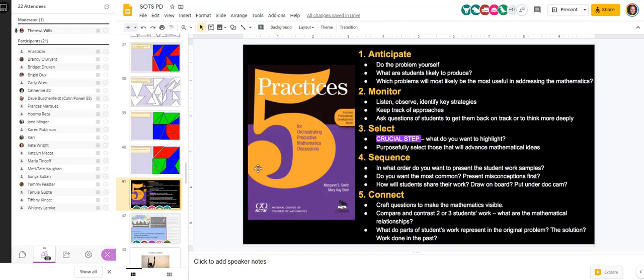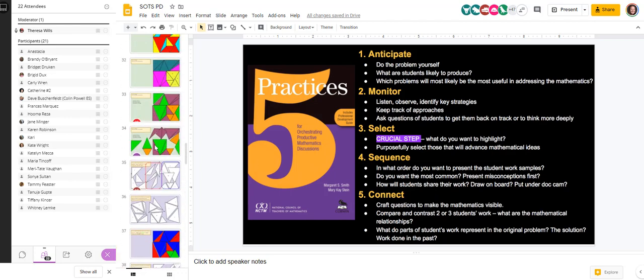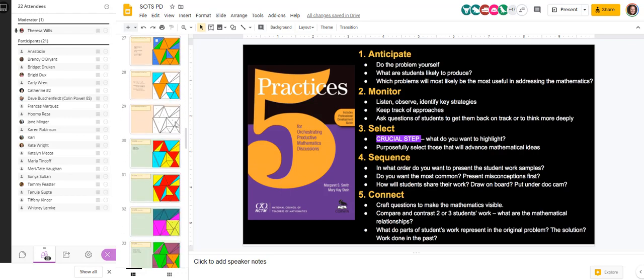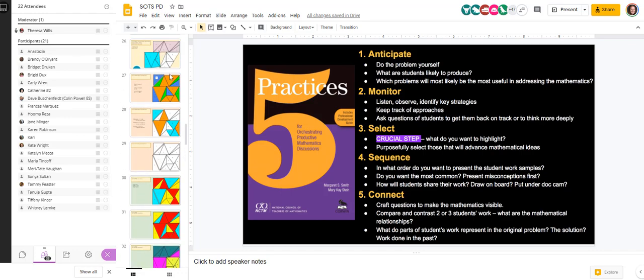I've already made sure that the task was open-ended and had lots of different ways of solving it. I anticipated already. I found 8 ways that I am looking for the sorts to be captured in our discussion. I monitored. As you notice, I was in your breakout rooms watching these slides develop and figure out which ones do I want to select for a whole group conversation and in what order do I want to do that. And now we're going to connect. We're going to actually have the whole group conversation.